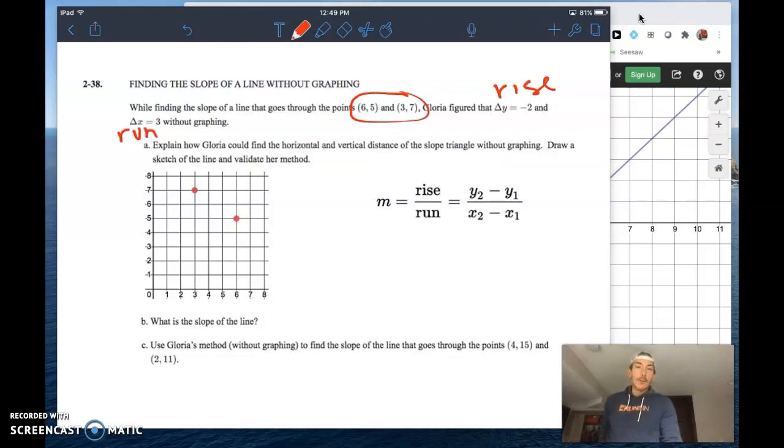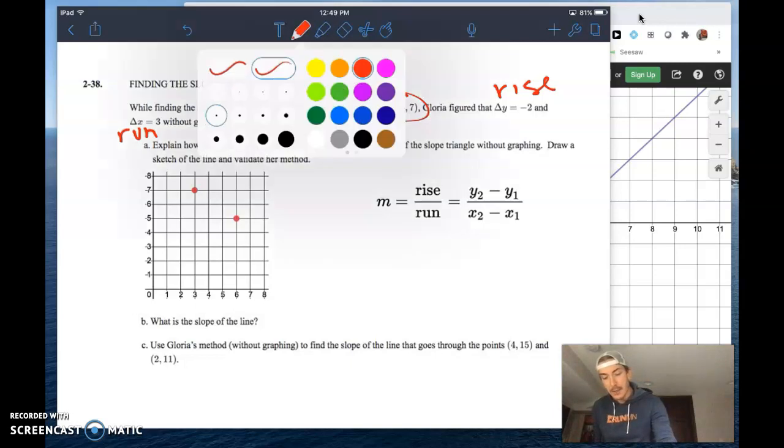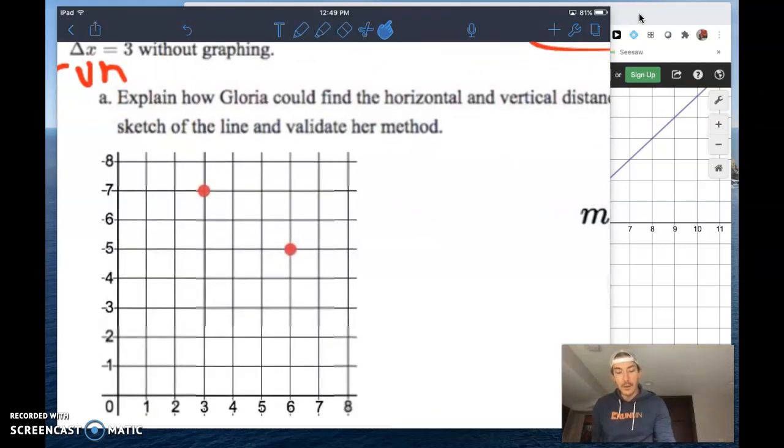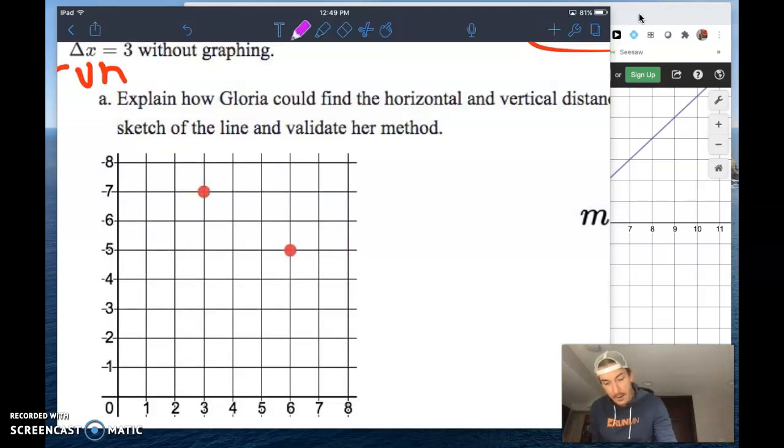Explain how Gloria could find the horizontal and vertical distance of the slope triangle without graphing. Draw a sketch. Well, I'm going to cheat. I'm absolutely going to cheat. I'm going to use the graph to show you where this comes from. I put this in here. I took Gloria's 2 points and I graphed them. And check this out. Oh no, my pen's not working. Sorry. Here's my rise and here's my run in my slope triangle.